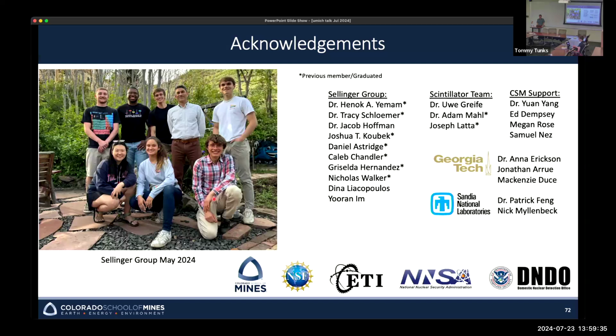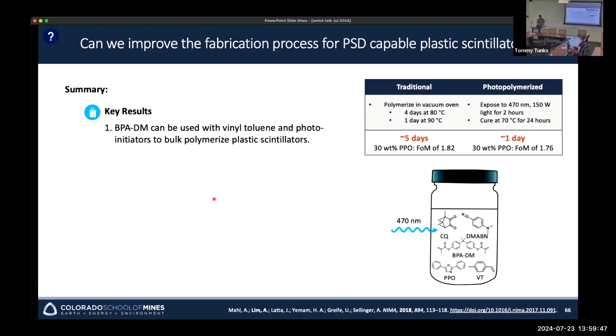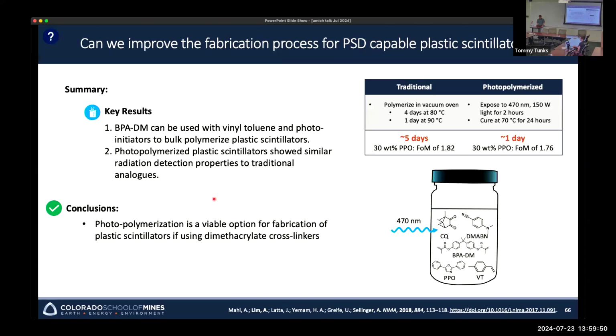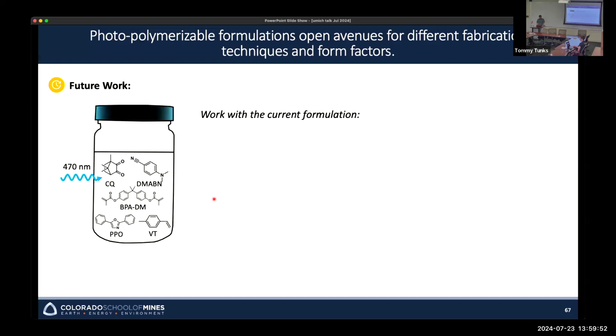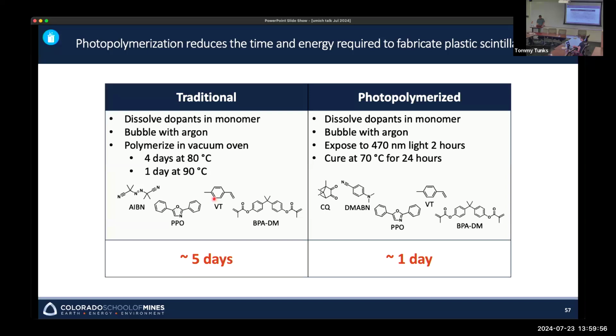There's one question that says, how much time does it take to synthesize plastic scintillators using photopolymerization? Yeah, so that was like a couple hours. I mean, basically we shine light on it for a couple hours. Yeah, so in the early days, we just exposed it to this light source for 2 hours.